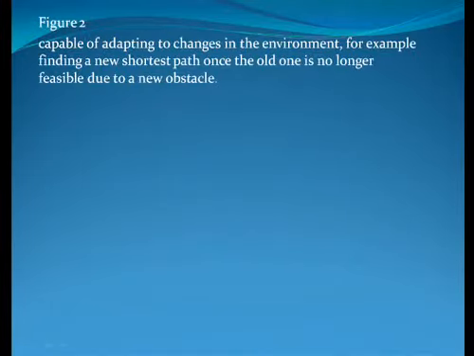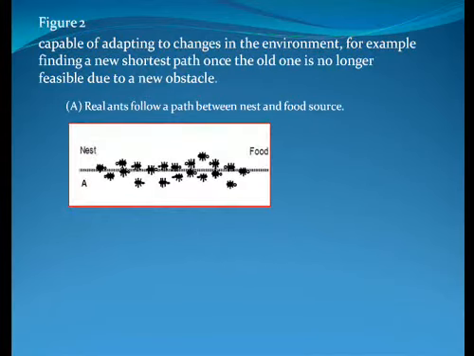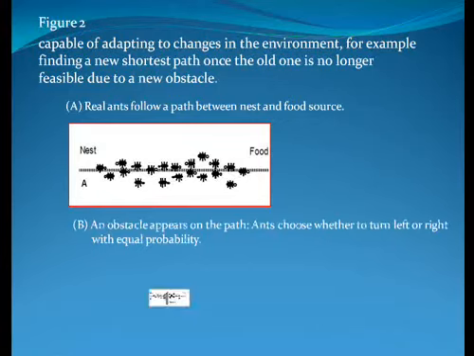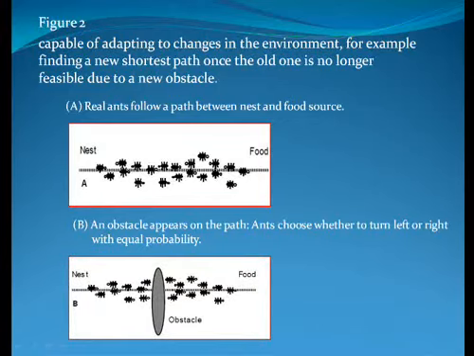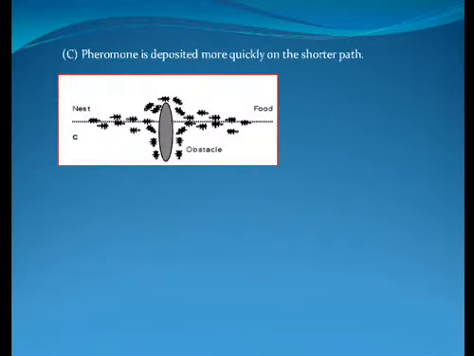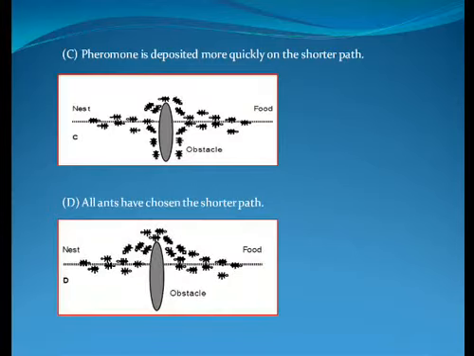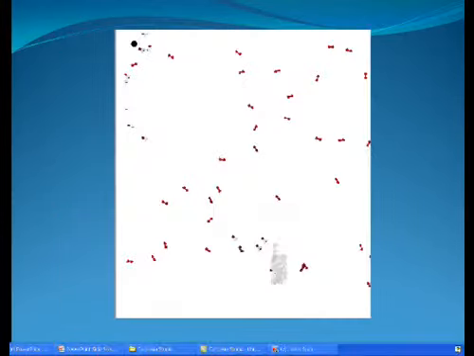Figure 2 describes the ants' capability of adapting to changes in the environment, for example, finding a new shortest path once the old one is no longer feasible due to a new obstacle. In Figure A, real ants follow a path between nest and food source. In Figure B, an obstacle appears on the path. Ants choose whether to turn left or right with equal probability. Figure C shows how pheromone is deposited more quickly on the shorter path. Finally, in Figure D, all ants have chosen the shorter path.